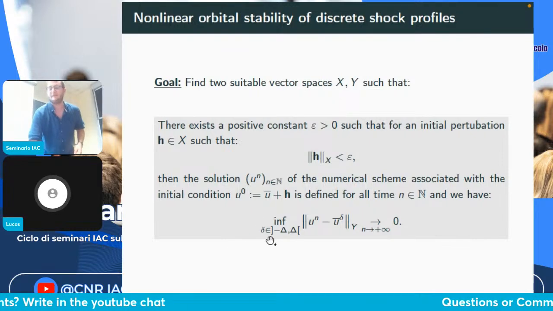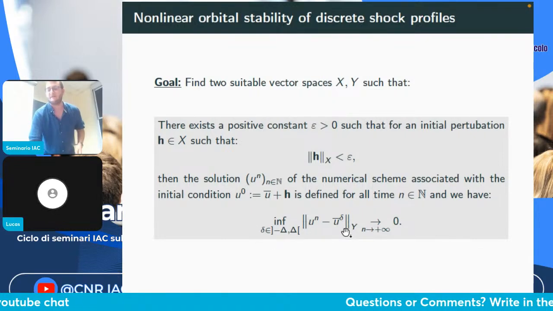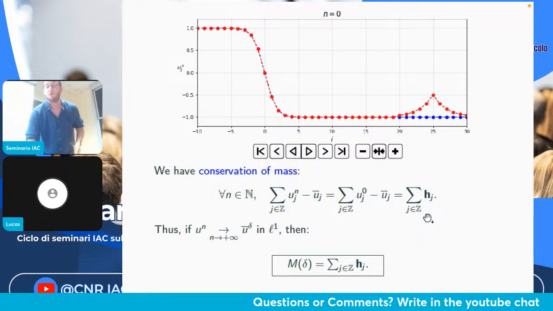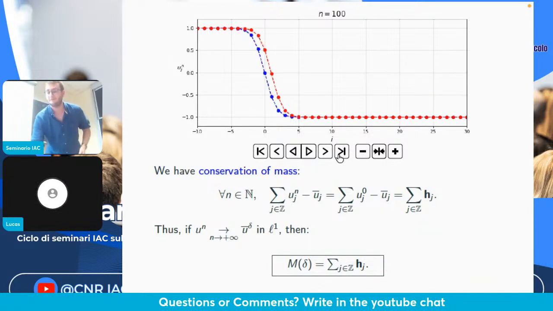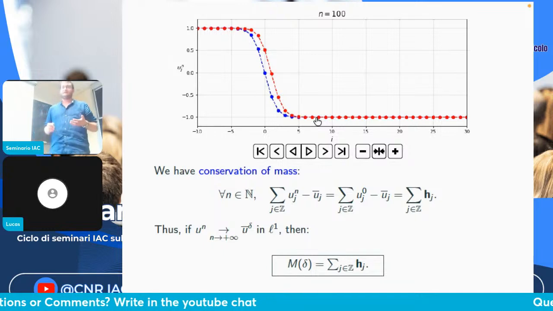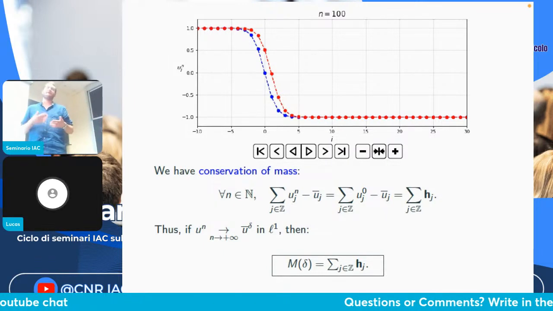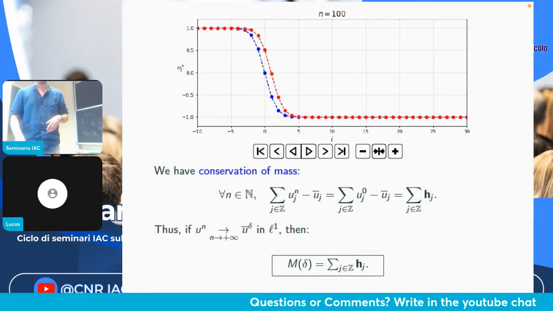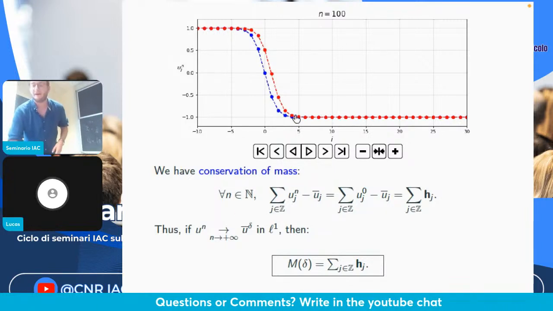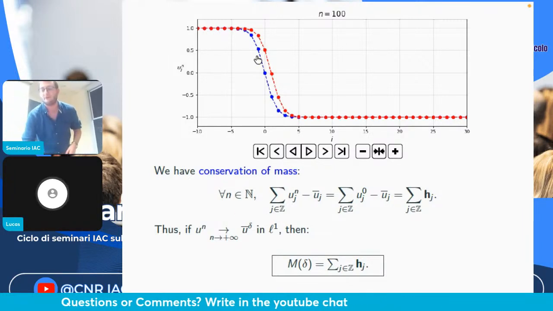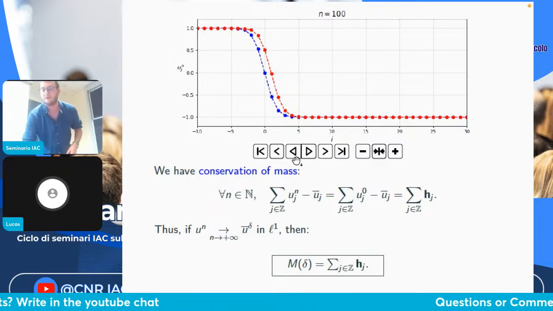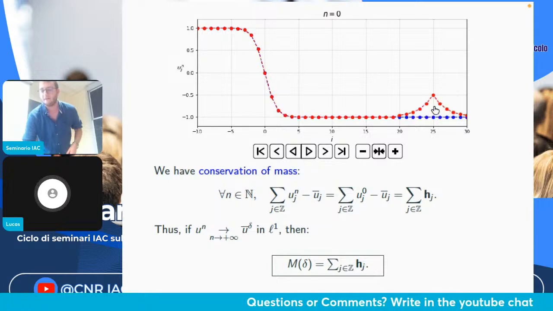It would be more that there exists some delta such that this tends towards 0. The question is, who is delta? Who is this discrete shock profile? I claim that there is a way to determine this using the conservative properties of your numerical schemes. Essentially, through time, the sum of the differences between the red and the blue curves is conserved. So this is what is said here. The sum of the differences here is the same as at the beginning.